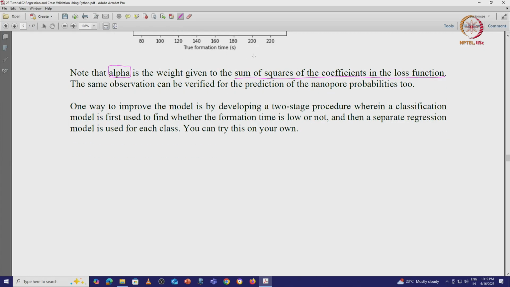One thing to note is that the model can be improved by developing a two-stage procedure, wherein a classification model is first used to find whether the formation time is low or not, and then a separate regression model is used for each class. This is something I have mentioned earlier, and it is also something that you can try on your own.